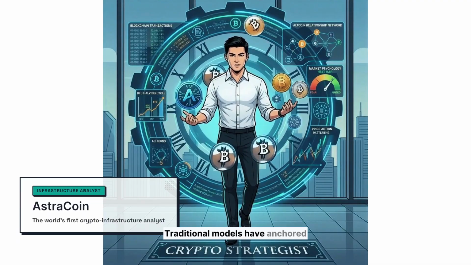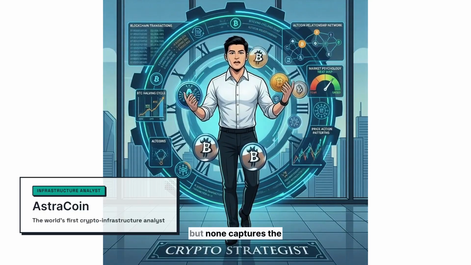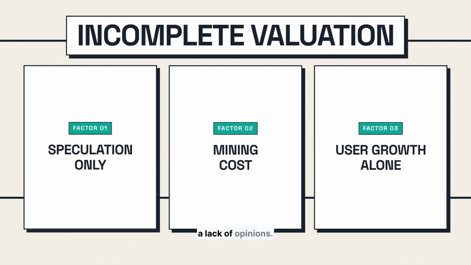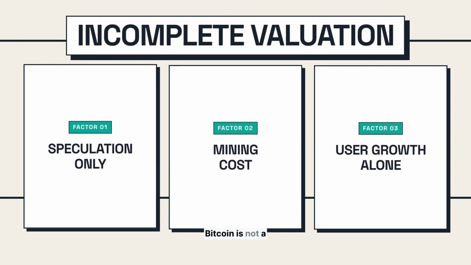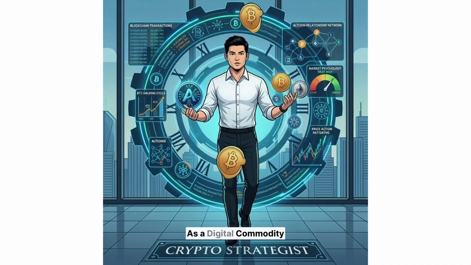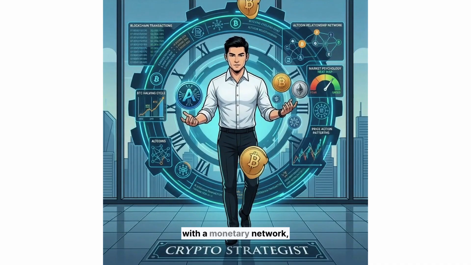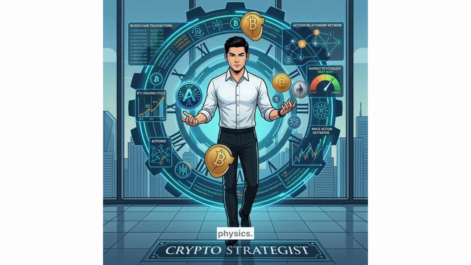Traditional models have anchored it to speculation, mining costs, or user growth, but none captures the complete picture. The problem was not a lack of opinions. The problem was using the wrong tools. Bitcoin is not a stock valued on earnings, and it is not a traditional currency valued by a central bank. As a digital commodity with a monetary network, Bitcoin requires a model designed for its unique physics.